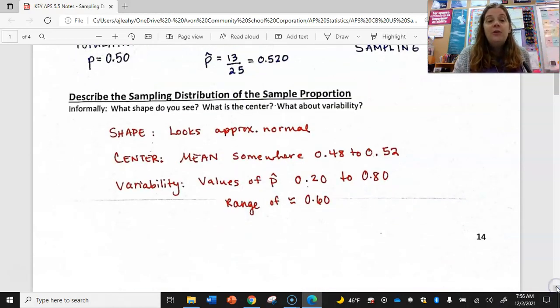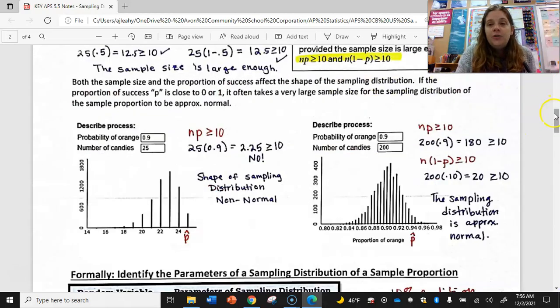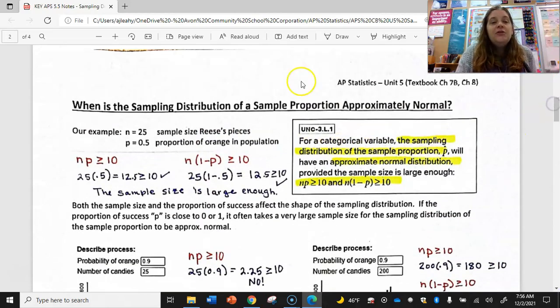So kind of informally, what do we see? It looks approximately normal. Interesting. We know it has a mean somewhere between 0.48 to 0.52. It looks like the values range from 20 to 80%. It's got a range of about 60%, so there's a good deal of variability there. Okay, so what we know is the sampling distribution of P hat is similar to the mean that we talked about yesterday, in that if your sample size is sufficiently large, it's going to look approximately normal.